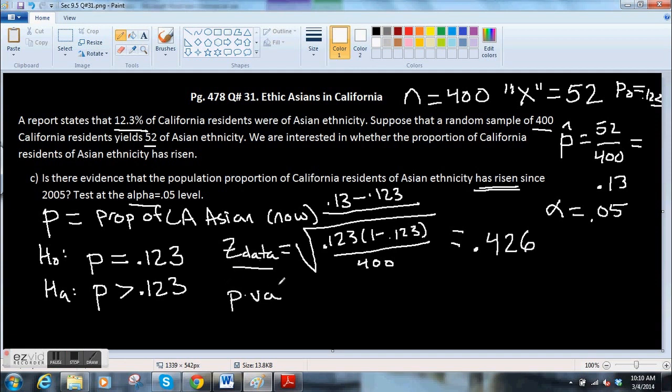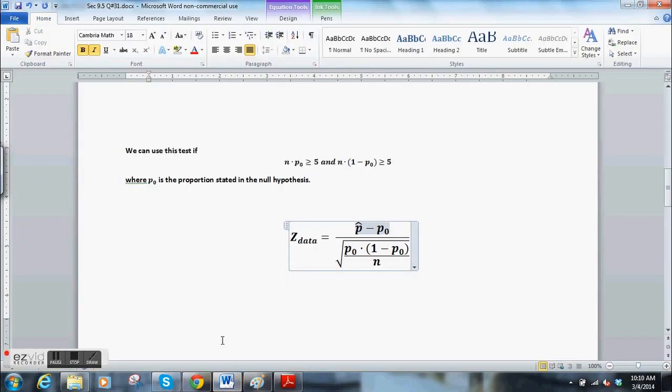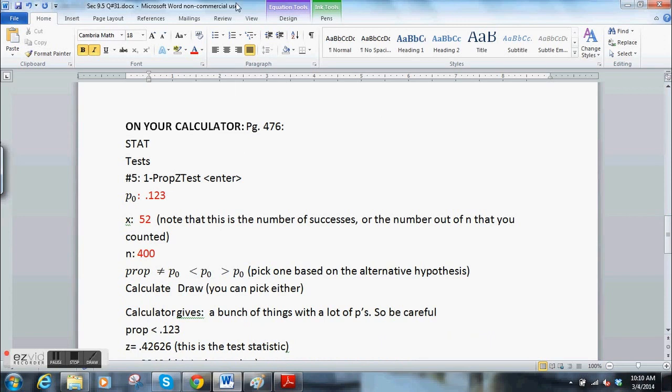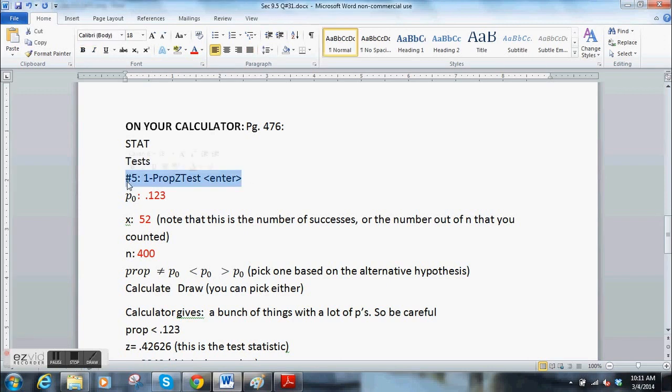Now you need a p-value. In order to make a conclusion, you have to know the probability of getting this test statistic. So really, the easiest way to do this is on the calculator. I'll show you how. On your calculator, the rules, if you want to go through this in the book, are on page 476. So you go to the Stat button, then you arrow over to Tests, and then you go down to 5, which is 1-PropZTest, and then hit Enter.